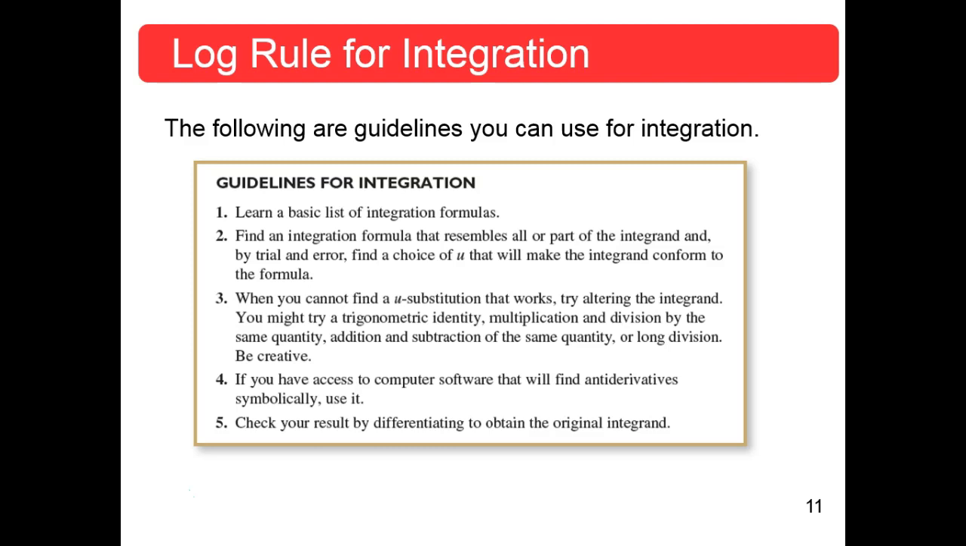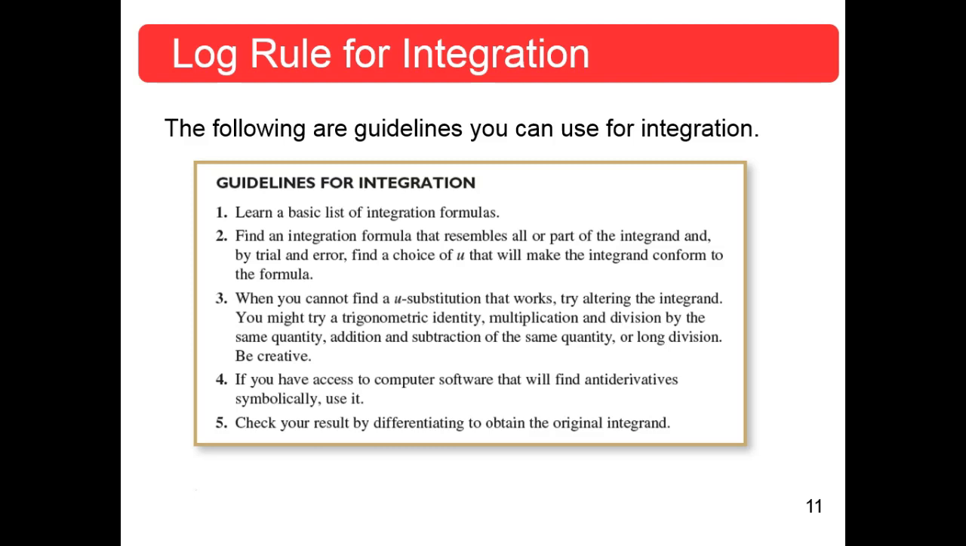First, learn the basic list of integration formulas. Your power rule, your logarithm rule, your sines, your cosines, your tangent, all the things there, your integration formulas. Okay? Find the integration formula that resembles all or part of the integrand, and by trial and error, try to find a choice for u that will make the integrand conform to the formula, which I would say, find the most difficult part of that integrand, and take the innermost part of that, let that be the u, okay? That just about always works. If it doesn't, try another one, okay?